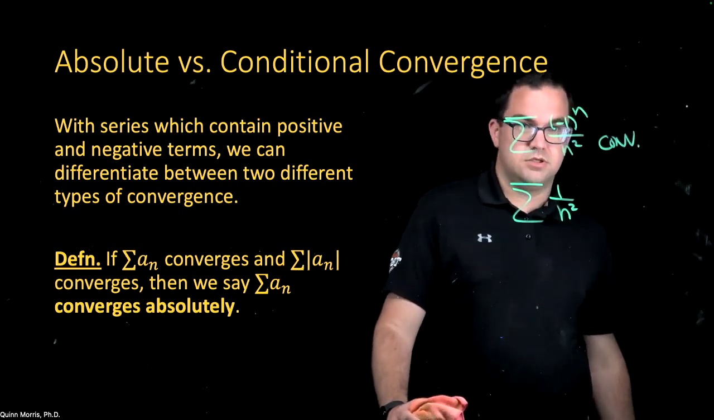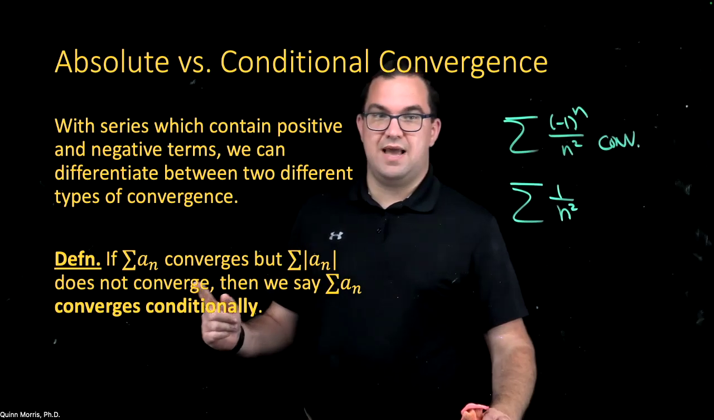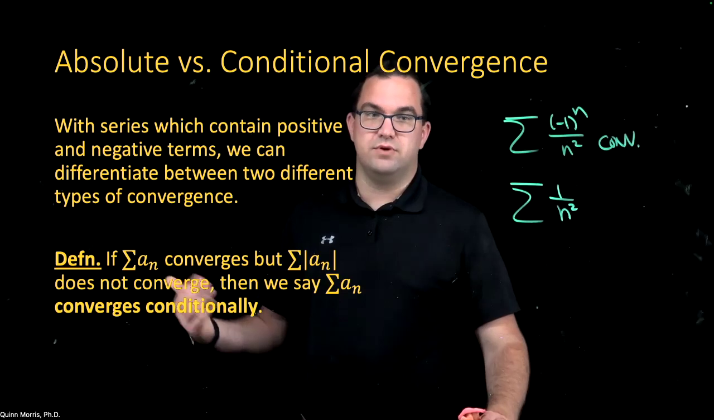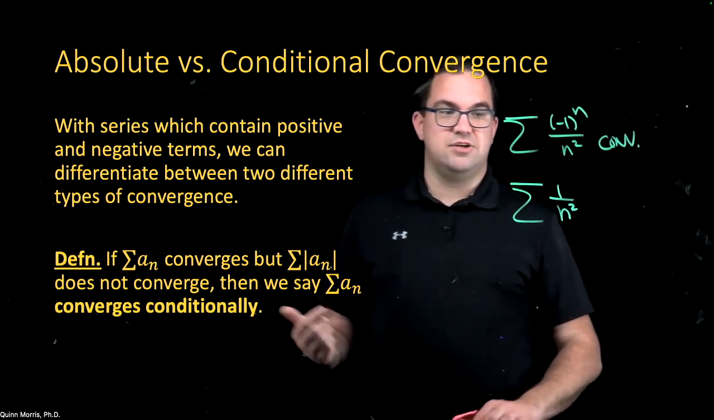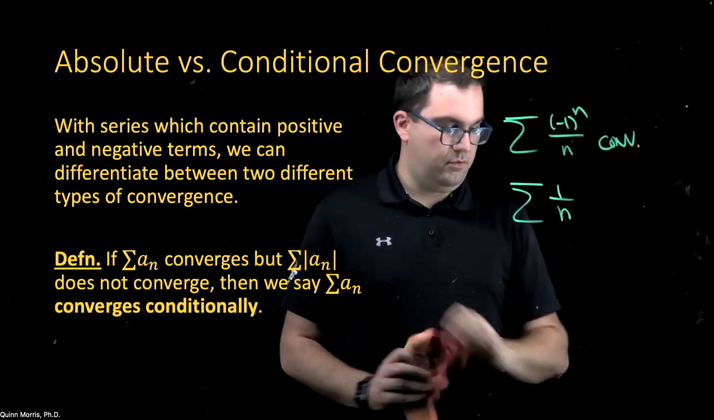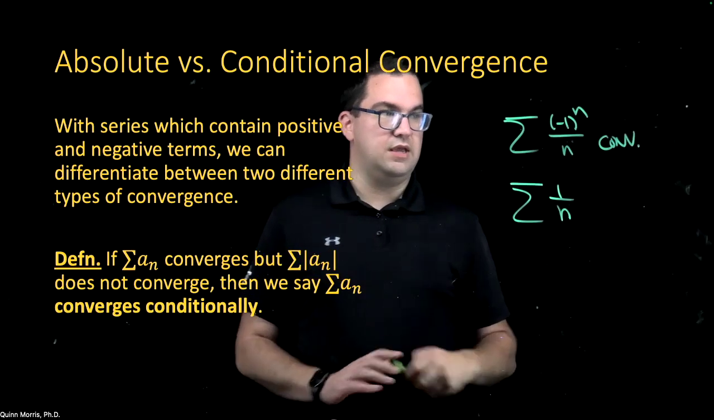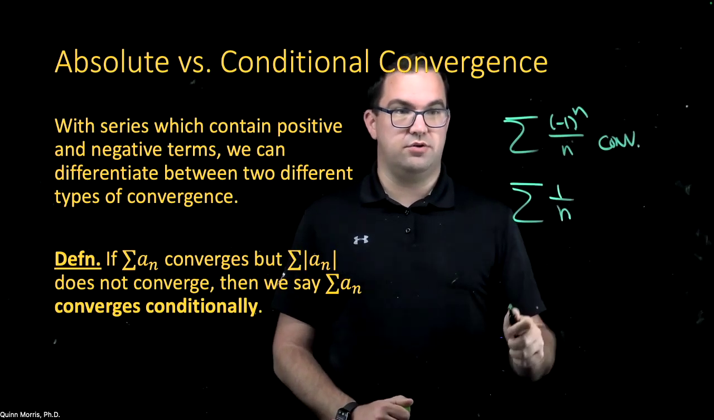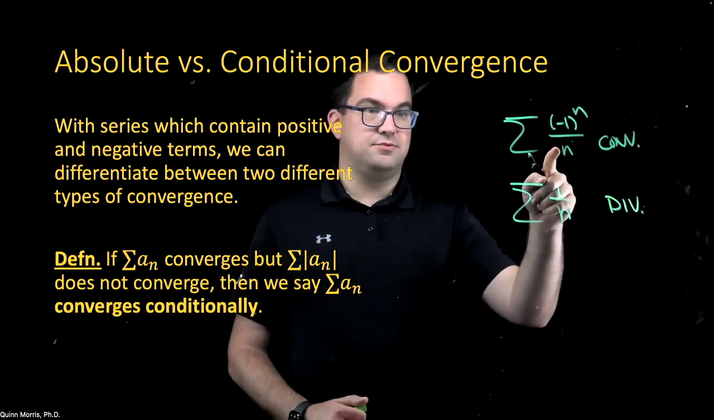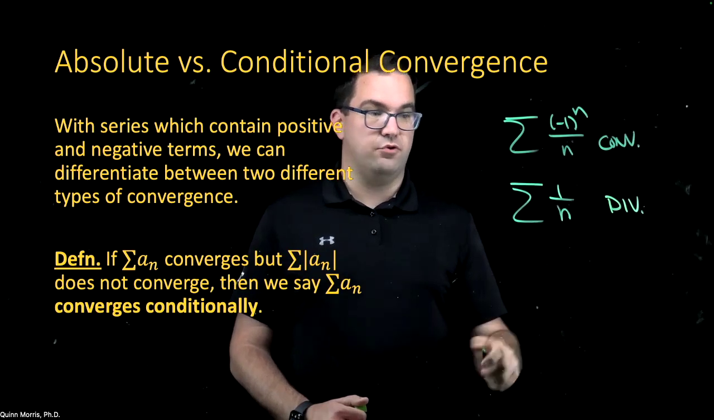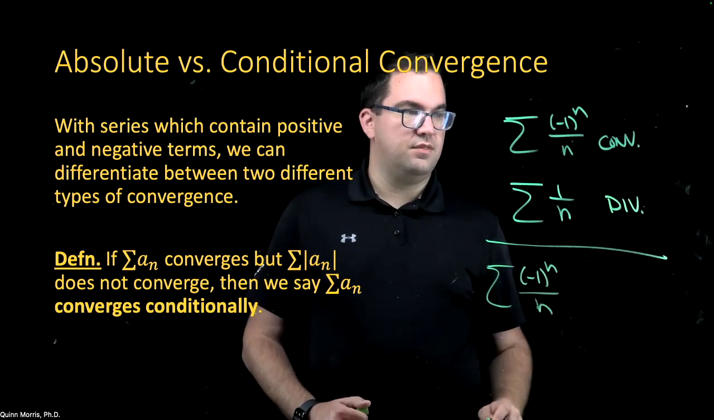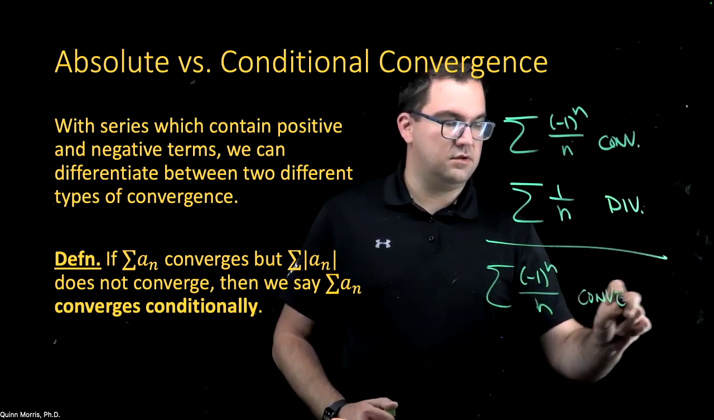Now, this is different if the series of absolute values does not converge. Okay. So if we have a series that converges, but when you take its series of absolute values, it does not converge, or it diverges, then we say that series converges conditionally. So let's go back to the alternating harmonic series, which converges. But the harmonic series, which is the series of absolute values of these terms, diverges. And therefore, we would say that this series converges conditionally.